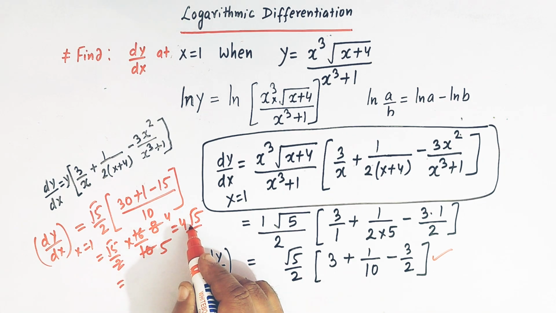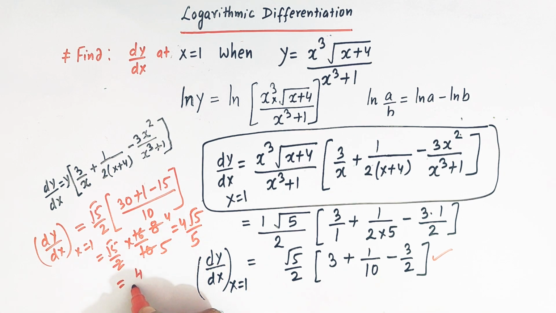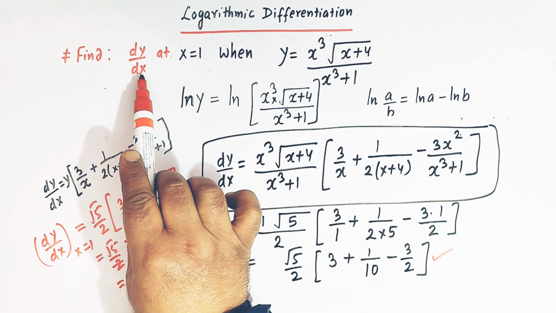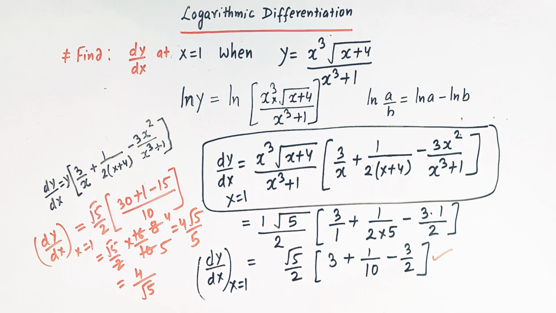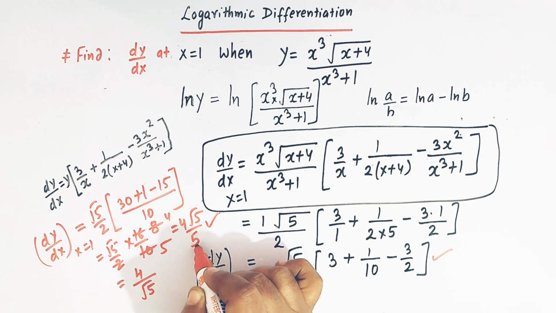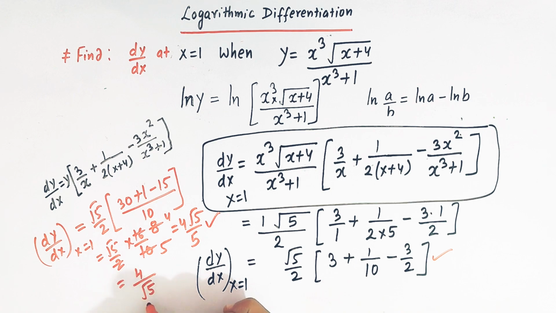And if we rationalize it, then we can get 4 over square root of 5, right? So the derivative of y with respect to x at x is equal to 1 is equal to 4 times square root of 5 over 5, or 4 over square root of 5.